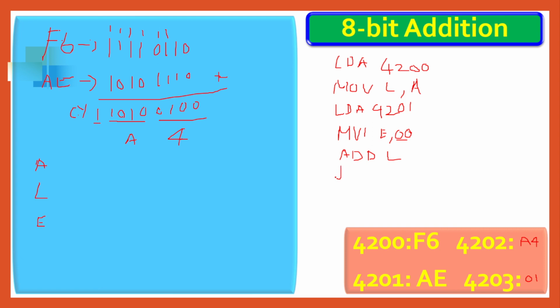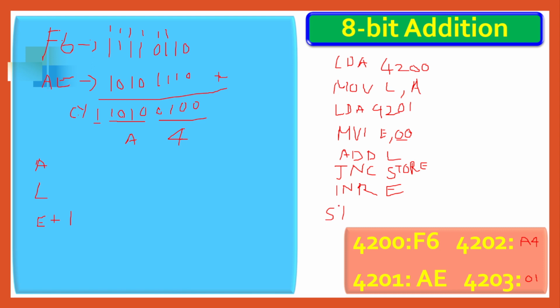Now we will check the carry flag. Suppose no carry, then store the result. Suppose carry occurs, we have to increment the E register by 1, because carry is maximum 1. That's why we are incrementing. The increment instruction is INR E. So now the carry is in the E register and the sum in the A register. Store the result.